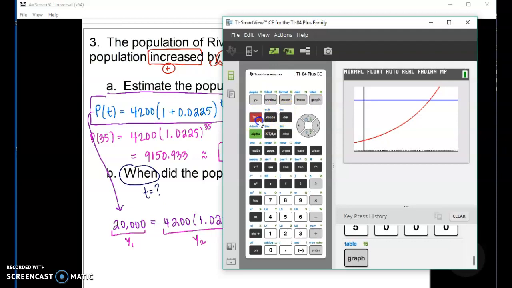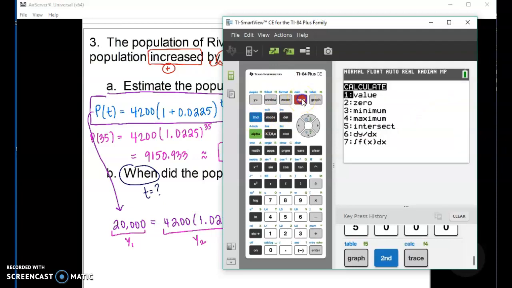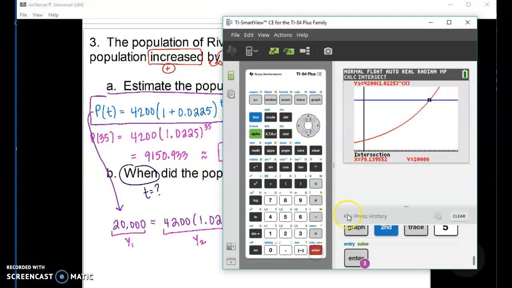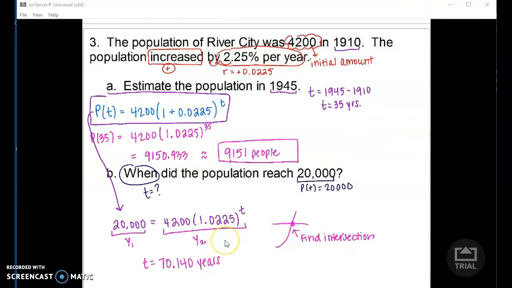Okay, so we're going to do second trace and then number 5, which is intersect. Because there's only one, you can just hit enter 3 times. So 1, 2, 3, and it will say intersection. So x is really t here. So t is 70.139, so we'll round that to 70.140. And t is in years. Okay, so that is our t value.